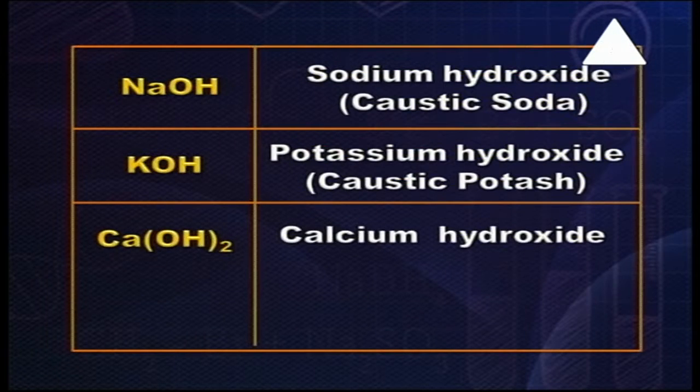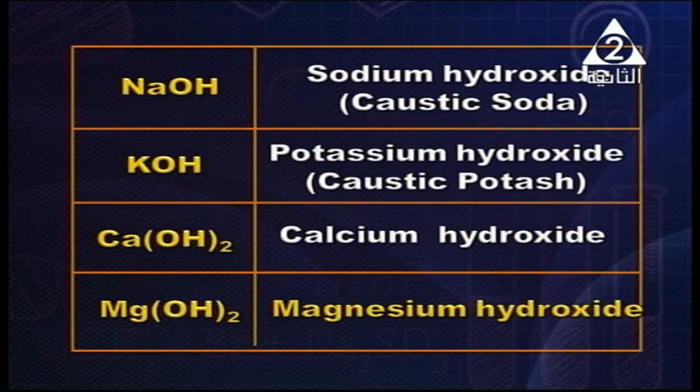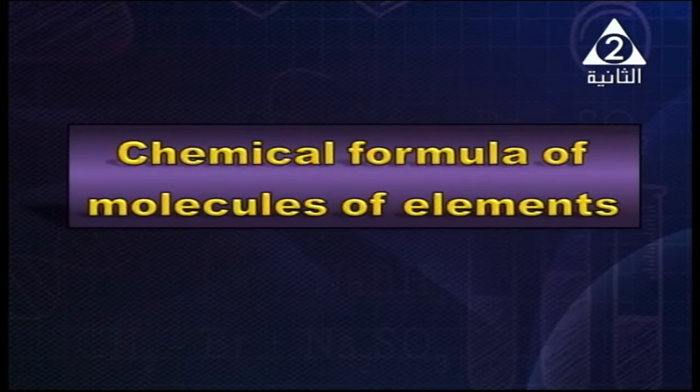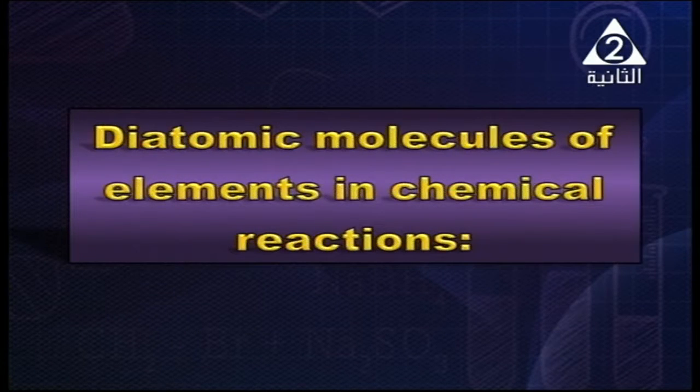Calcium hydroxide, Ca(OH)2, very important. Magnesium hydroxide, Mg(OH)2. So you must know any hydroxide must contain what? OH. Common acids, common bases, and different radicals help me to arrive at this unit. Can you make a chemical formula of the molecular element? Sure, it's easy. How can you do it? Look, a diatomic molecule of the element in the chemical reaction.